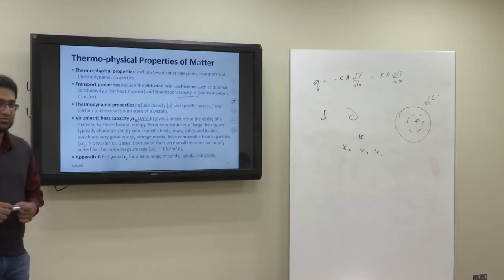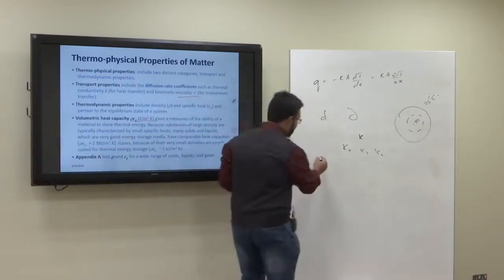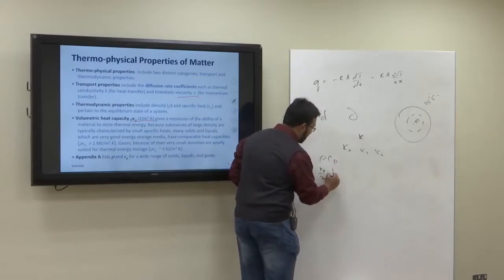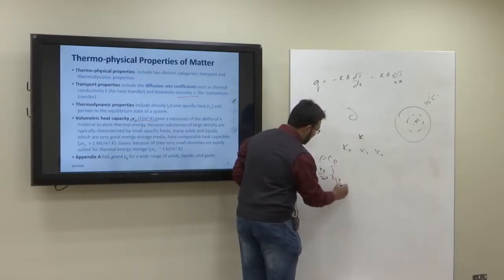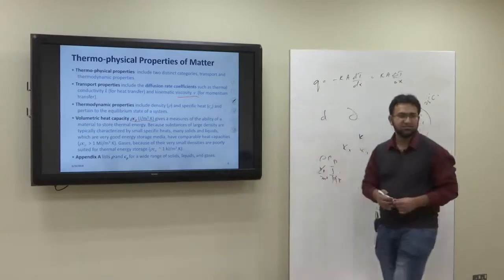Done or not? Why is it taking so much time? Rho Cp. Rho is kg per meter cube. Cp is joule per kg Kelvin. Kg will cancel. That's it. Done.